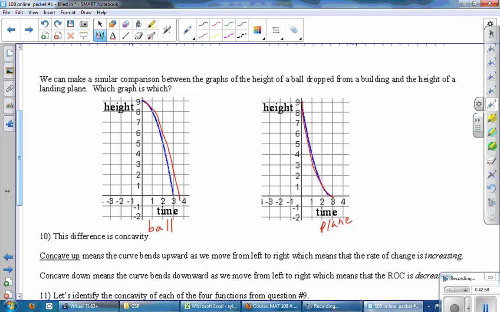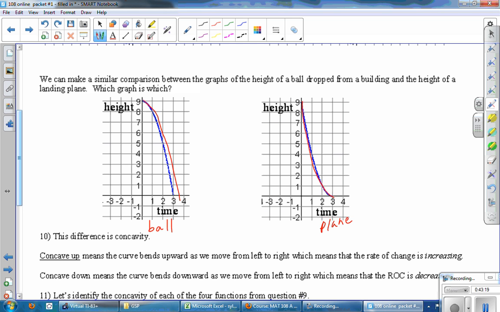Number 10, this difference is concavity. So they're both decreasing, but they're decreasing differently. Concave up means the curve bends upward as we move from left to right, which means the rate of change is increasing. Concave down means the curve bends downward as we move from left to right, which means that the rate of change is decreasing. Let's identify the concavity of each of the 4 functions from question 9.